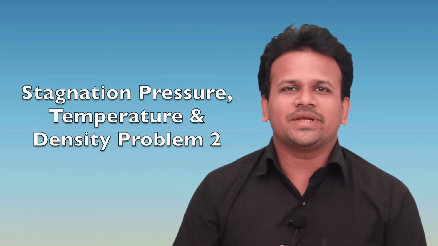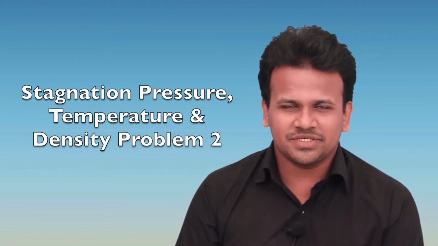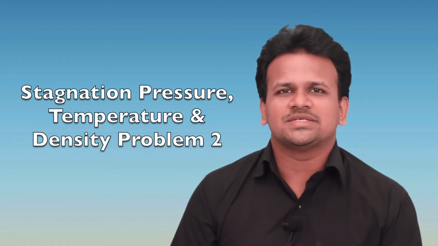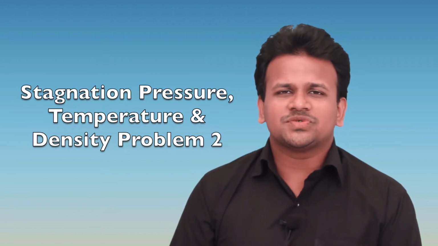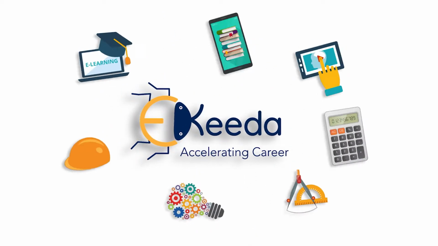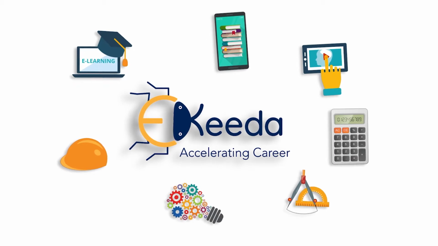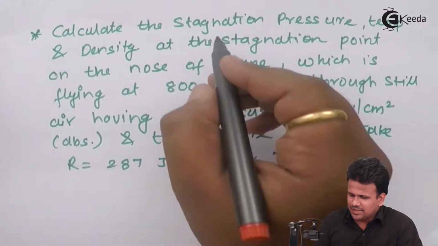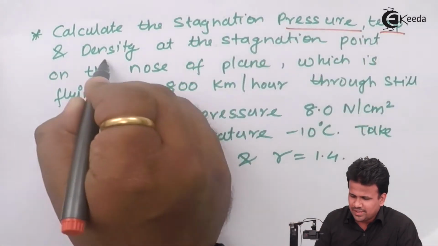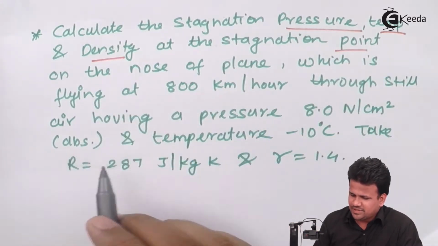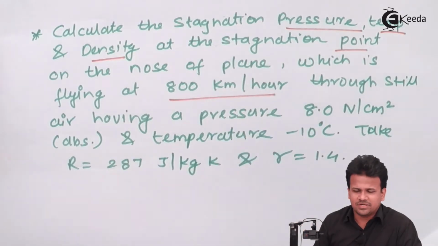As we have seen what stagnation pressure, density and temperature are, we'll apply those formulas in solving real life problems on stagnation pressure and density, which is applicable for an aircraft traveling at a very high velocity. So we have a problem which states: calculate the stagnation pressure, temperature and density at the stagnation point on the nose of the airplane which is flying at 800 kilometers per hour.